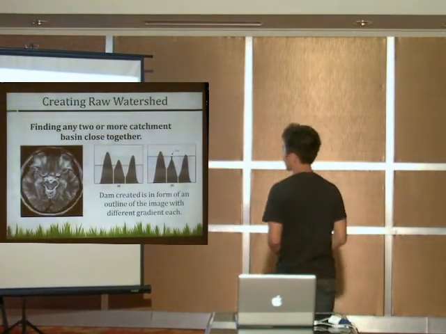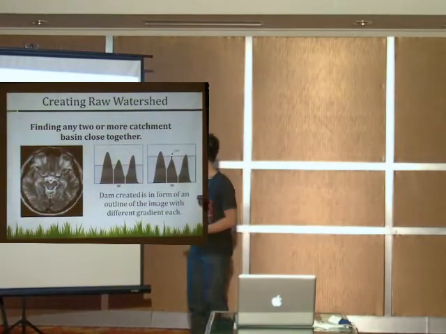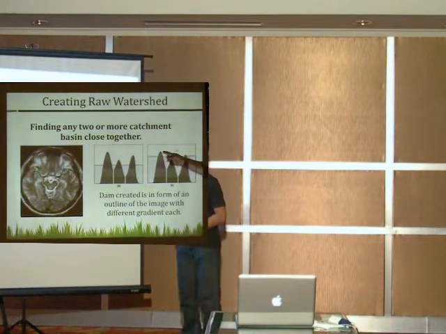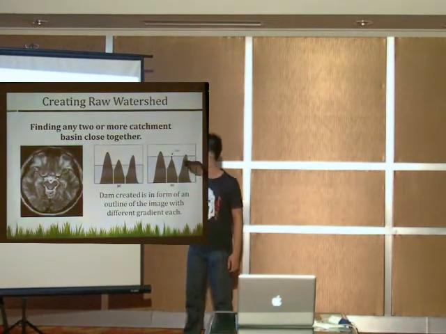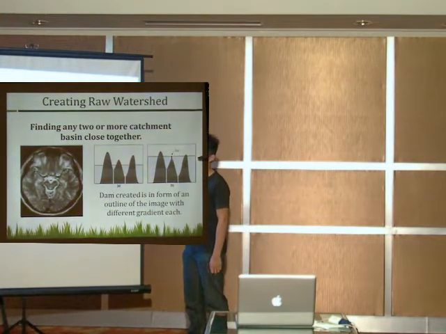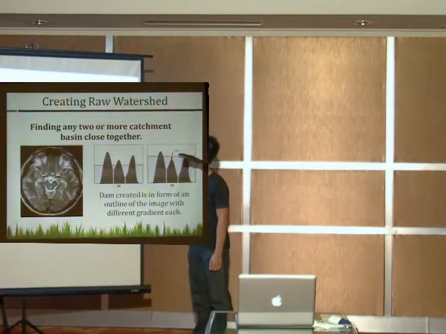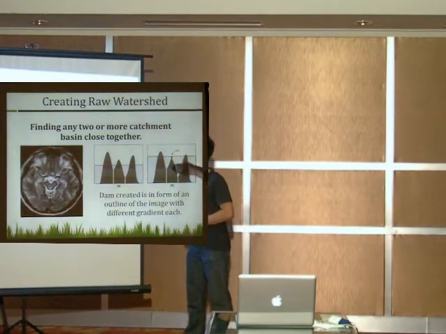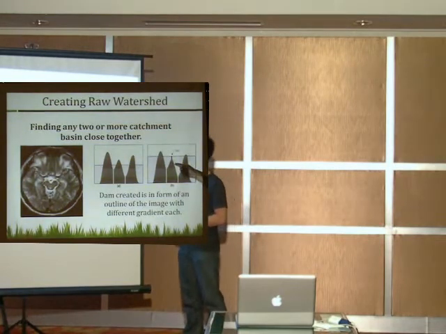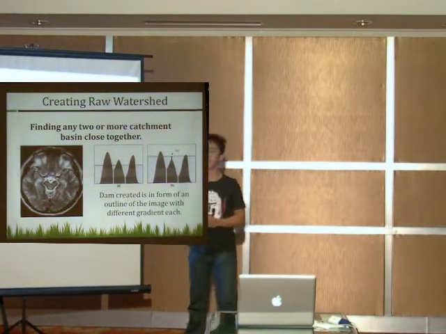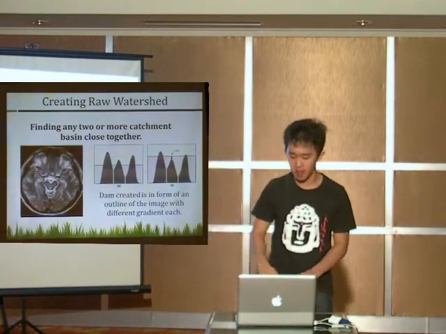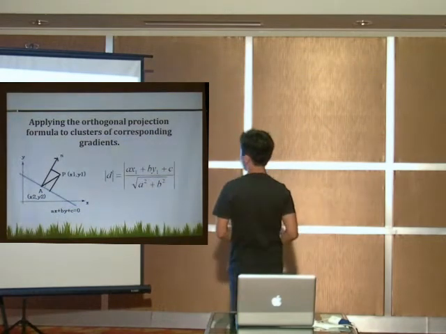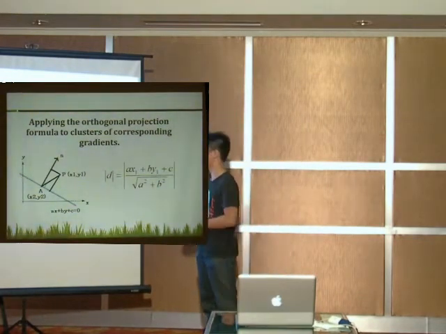To give you a simpler illustration of watershed, you can see in this cone, this is the higher region of the image, and this is the darker region of the image. So this part was flooded as it is being turned into the scheme. The middle cone is submerged by the flooding. So in order to prevent both catchment basins from fusing, we need to build a dam so that we have an outline in the center to represent the apex of the middle cone. Then we apply again the orthogonal projection formula to the clusters of corresponding gradients.